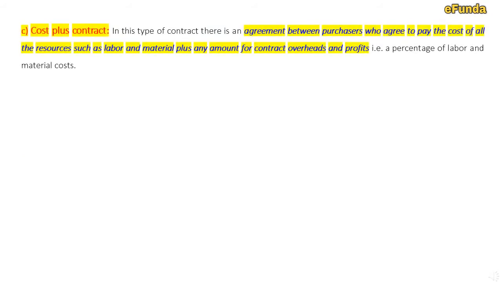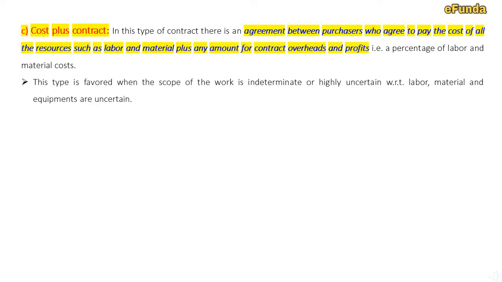Cost plus contract. In this type of contract, there is an agreement where the purchaser agrees to pay the cost of all the resources such as labor and material plus any amount for contract overhead and profit, that is a percentage of the labor and material cost. This type of contract is favored when the scope of work is indeterminate or highly uncertain with respect to labor, material, and equipment.